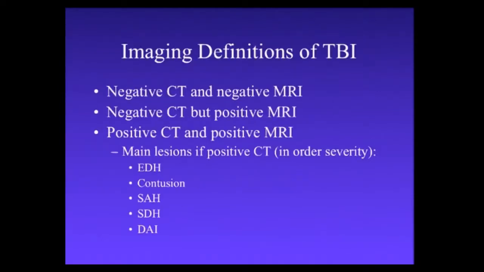And then there are imaging definitions of brain injury, where you can have a brain injury but have a negative CT and a negative MRI. You can still have a brain injury, a significant brain injury. We would classify that as mild or some form of concussion, but it's still a brain injury. Then you can have a negative CT but a positive MRI. So even if the CT looks completely normal, you can have an abnormal MRI scan. And then obviously you can have positive in both.